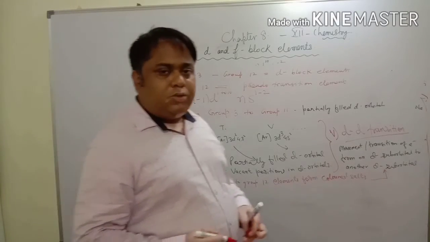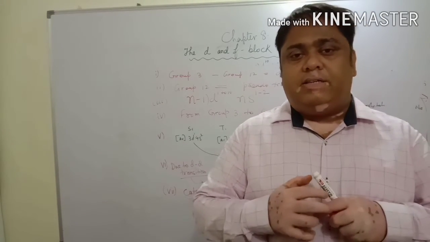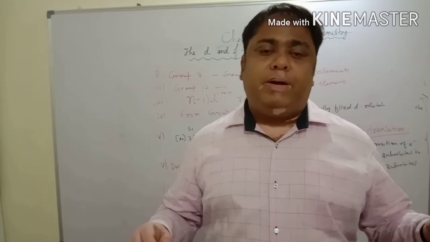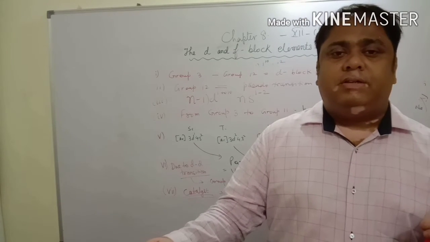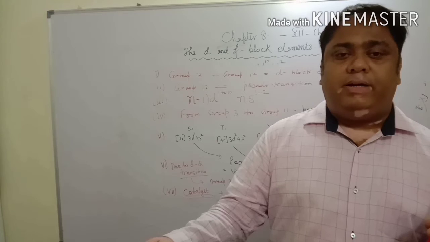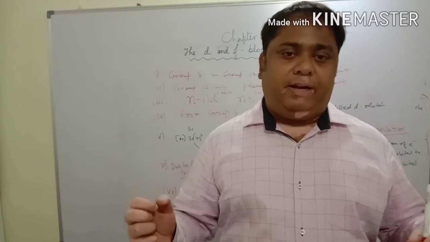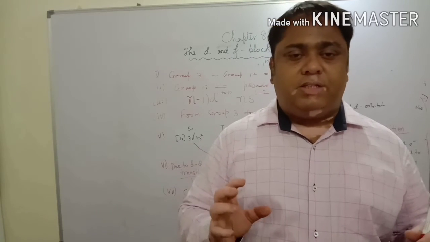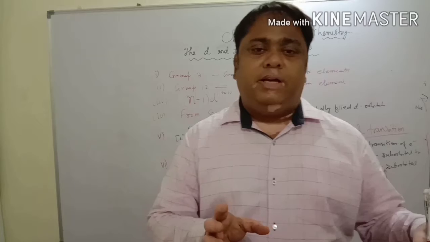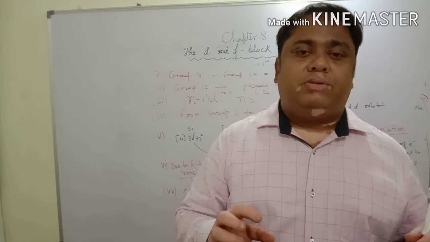In p block elements, you had seen that we were using a number of d block elements as catalysts, like iron, molybdenum, platinum. Why? Because they have vacant d orbitals, so there is a chance where chemisorption can take place on the surface of the metals. And if chemisorption takes place on the surface of the metals, then the metals will act as good surface catalysts.